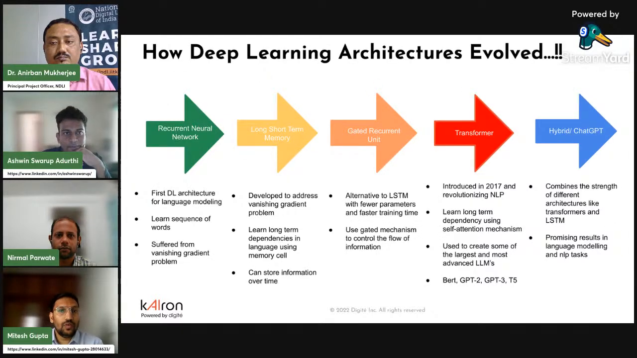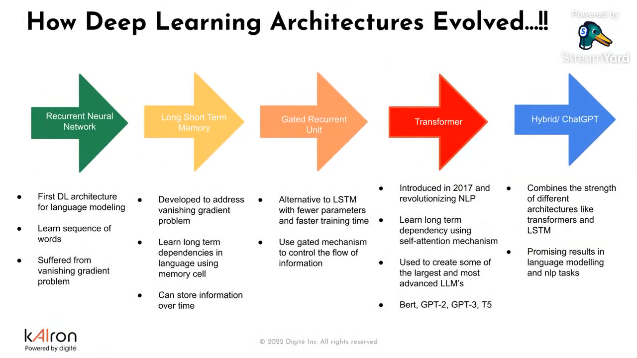Sure. Since we are talking about the evolution of ChatGPT, we have already talked about why ChatGPT is special and what problems it is solving, and it's always good to understand the history behind it. When we talk about deep learning architectures for language models, the recurrent neural network is the first architecture which evolved.